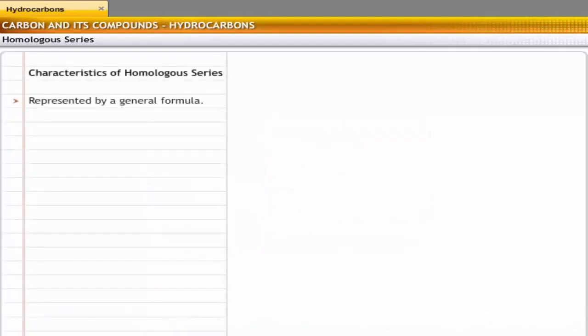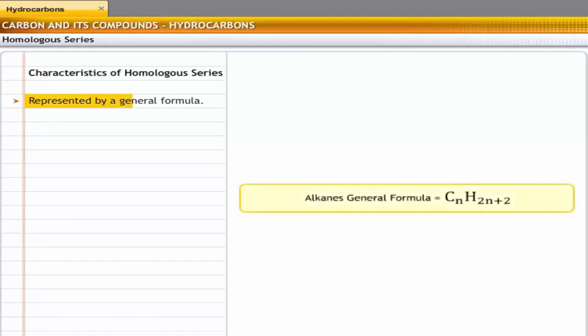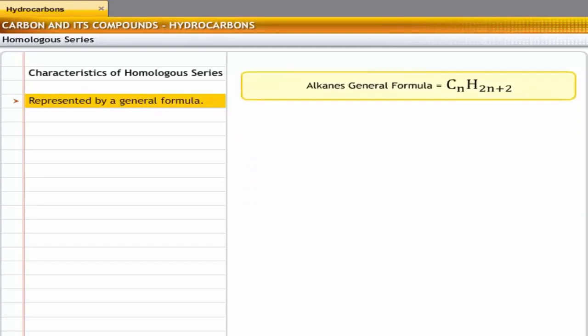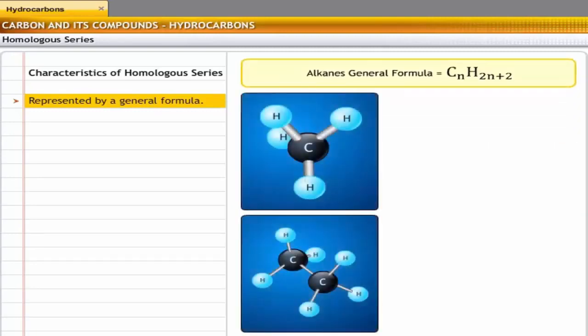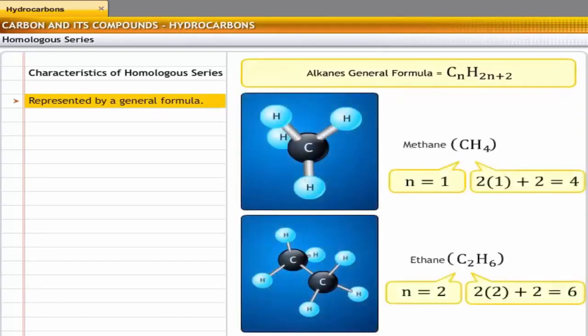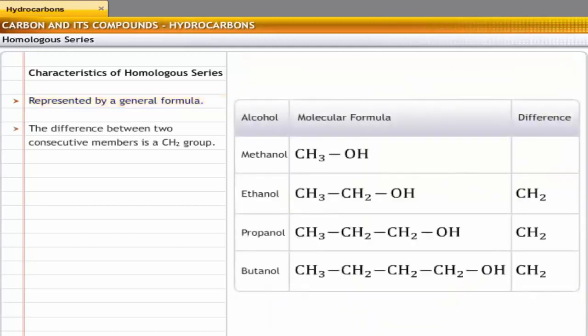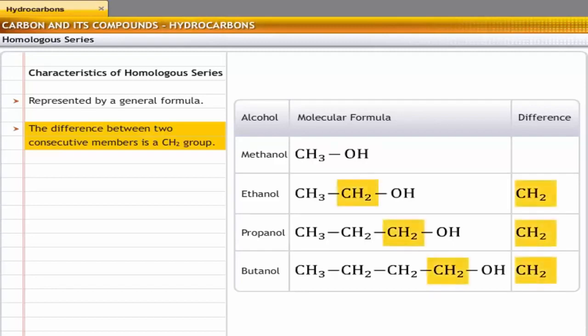Let's now analyze the characteristics of a homologous series. A general formula is used to represent a homologous series. For example, alkanes can be represented by the general formula CnH2n+2. In any homologous series, the difference between two consecutive members is a CH2 group. For example, in the family of alcohols, the consecutive members differ from each other by a CH2 group.